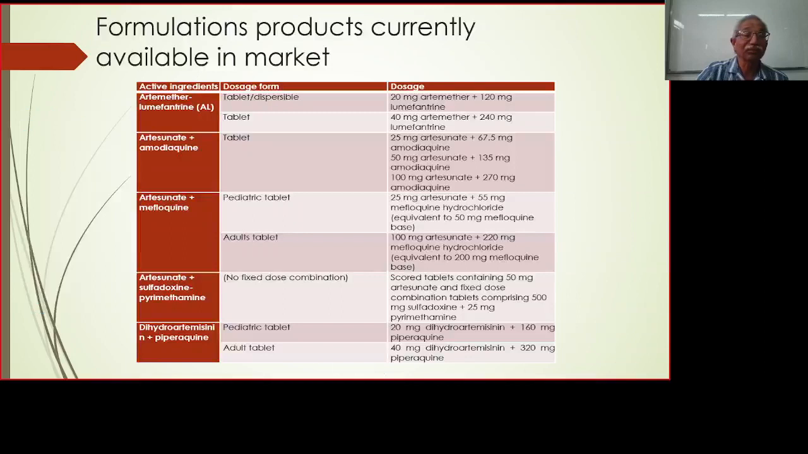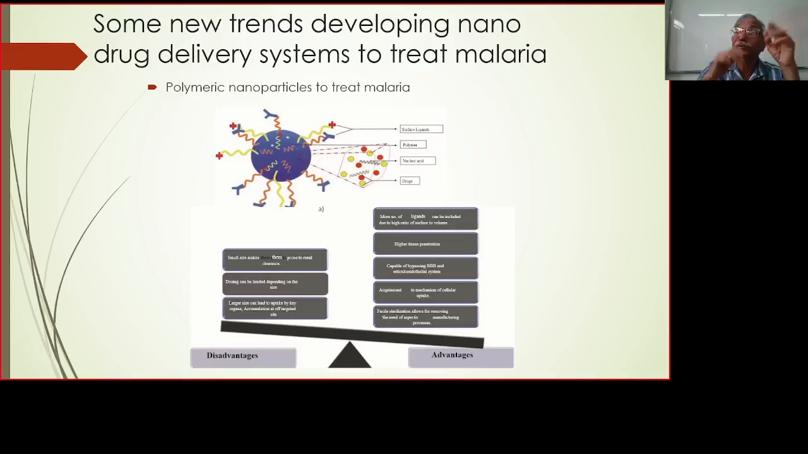So there are now different types of formulation products currently available in the market, which are artemether, lumefantrine, then artesunate, amodiaquine. So they are trying to put combinations of the drugs. You see that these are some of the combinations which are readily available in the market, and it is still working. And now people are moving to find out how we can utilize nanoparticles or nano drug delivery for the antimalarial drug, and that is what my book talks about, the recent trends in drug delivery for treating malaria. Our book covers 15 beautiful chapters covering many different aspects of recent research in antimalarial drug research.